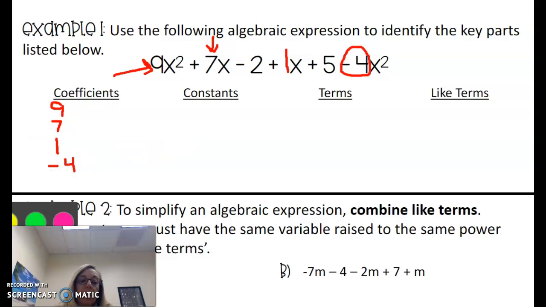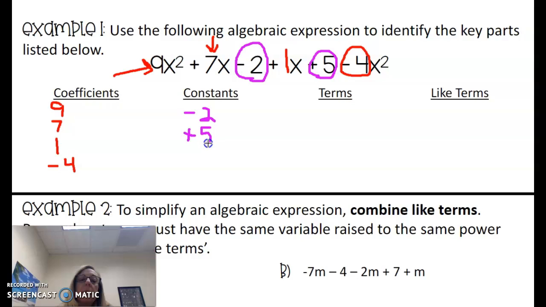Now we're going to take a different color, and we're going to look at some of our constants. Remember, our constants do not have a variable. So here's a number right here without a variable. That would be one of our constants, and that constant is a -2. So I'm going to go ahead and write that down. I also have a constant of +5 because that one does not have any variable attached to it as well.